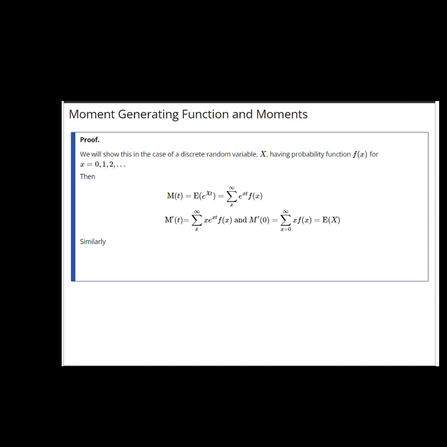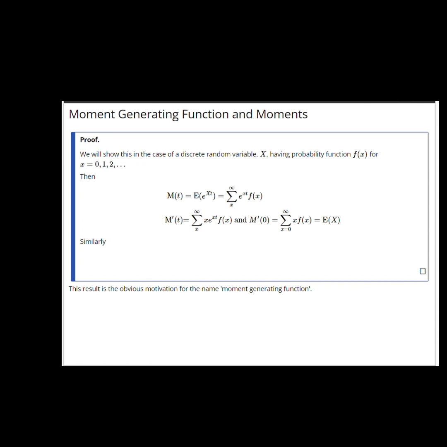When we take second derivatives, we get something similar. We get the sum of x squared times e to the xt f of x, and again replacing t by 0 leaves us with the sum of x squared times f of x. The sum of the values of x squared times the probability function, that's just the definition of E of x squared. So this result is the motivation for the name moment-generating function. In that sense, MGF will generate moments of a random variable.